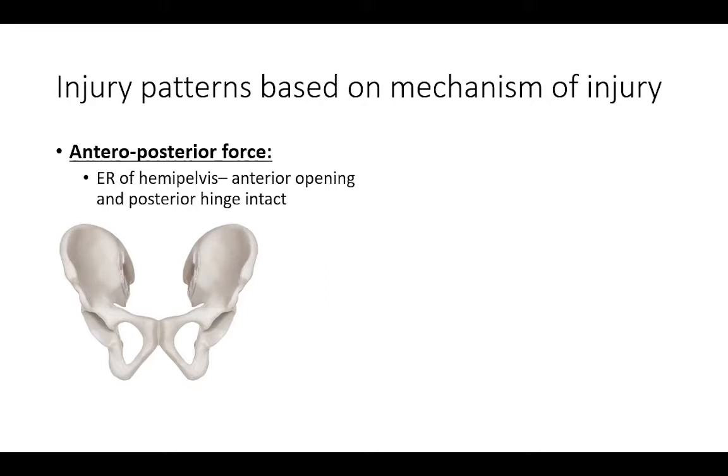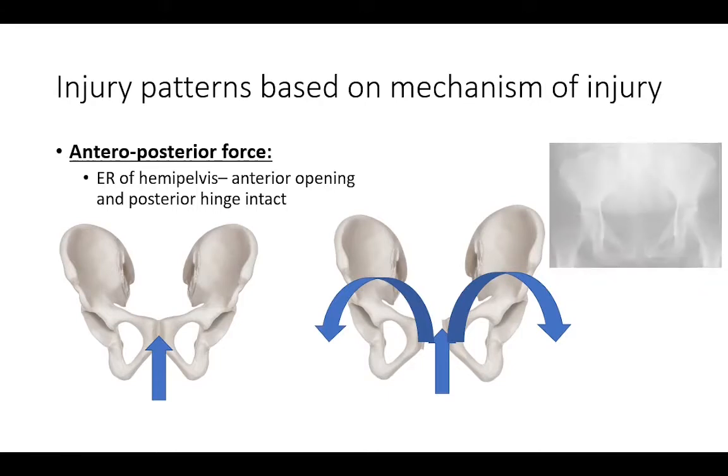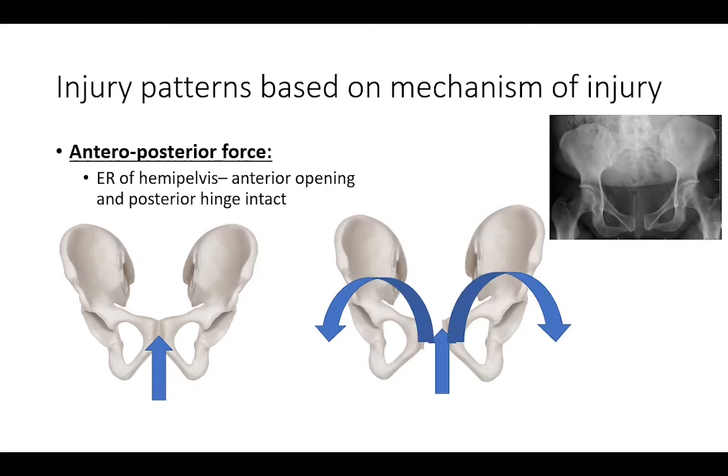Injury patterns are based on the mechanism of injury. In case of an antero-posterior force, there is external rotation of the hemipelvis and anterior opening with the posterior hinge intact. This can lead to a pubic diastasis, as you can see here.